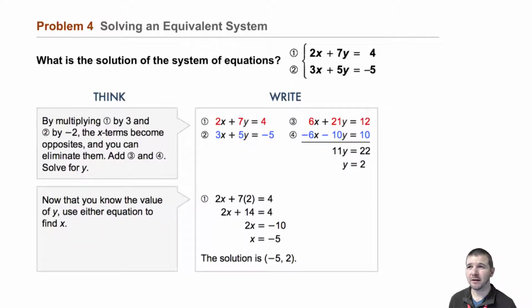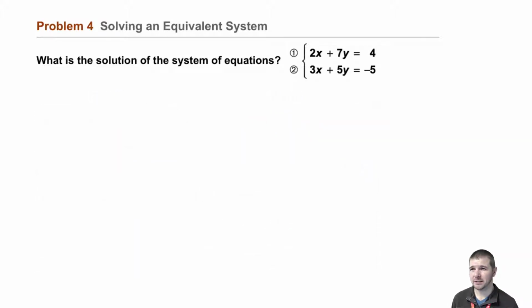Problem 4, solving an equivalent system. What is the solution of the system of equations? Note equation 1, 2x plus 7y equals 4, and equation 2, 3x plus 5y equals negative 5.